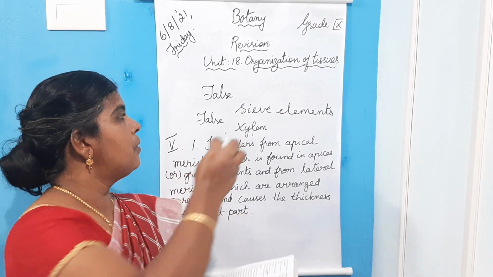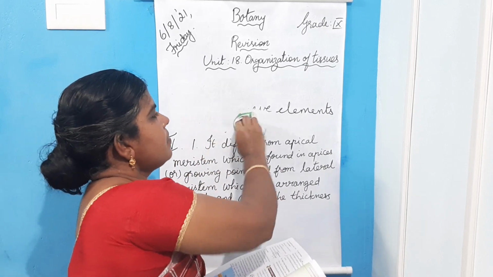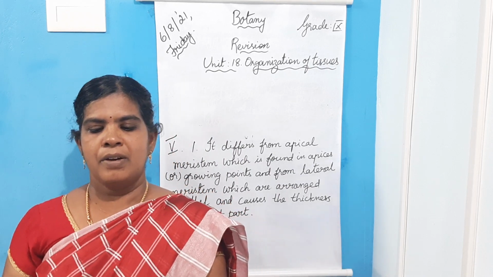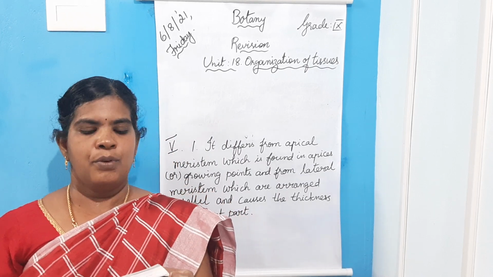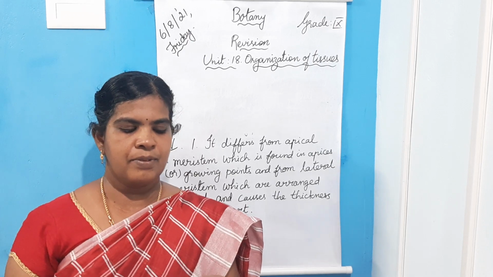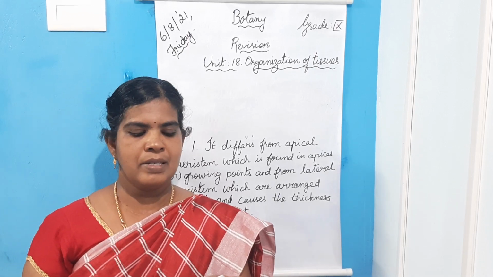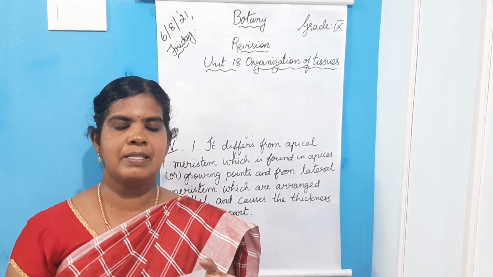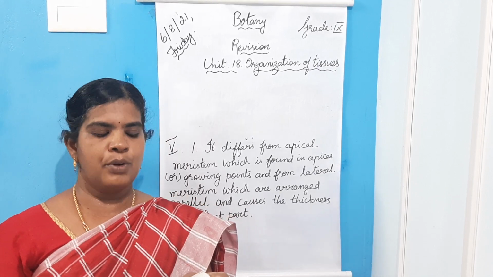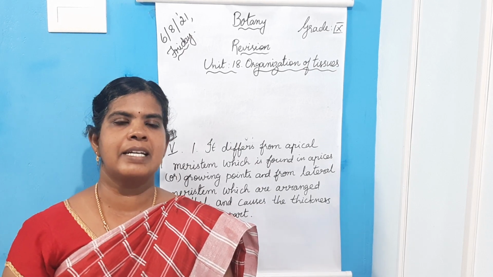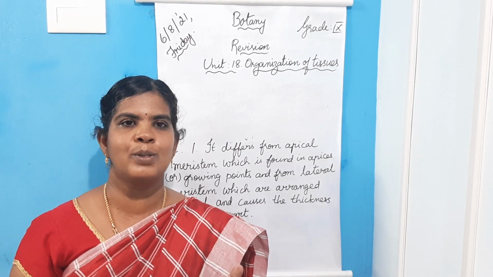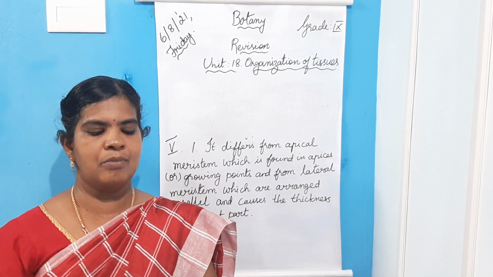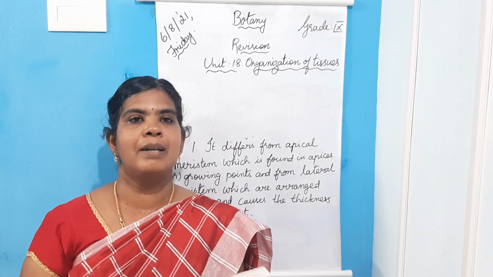So, Roman number 4. True or false? If false, correct the statement. Parenchyma is a simple tissue. True, so no need to correct anything. The given statement is true. Then fourth, phloem is made up of tracheids. The given statement is false. So you write phloem is made up of sieve elements. Underline the term tracheids and write sieve elements.